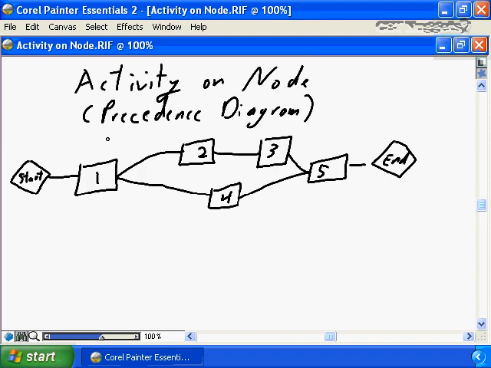The activity on node, often referred to as the precedence diagram, consists of the identification of each activity, each task in your schedule, in this case tasks 1 through 5, defining them on the nodes, and then using lines or arrows to link them. So in this case we're saying task 1 has successor tasks of task 2 and task 4. Task 2 has a successor task of task 3, and task 5 has predecessors of 4 and 3.